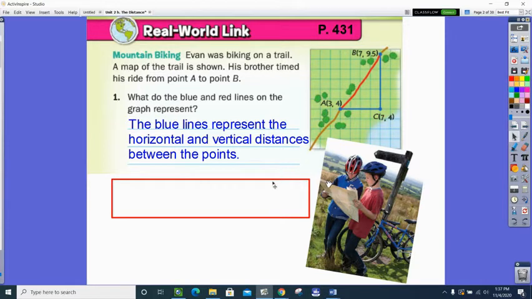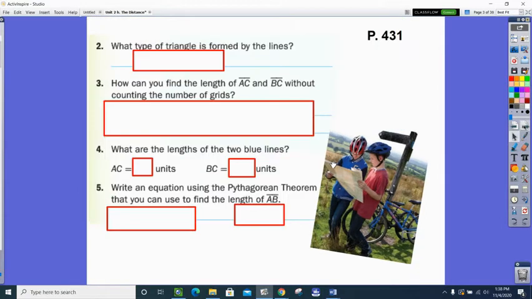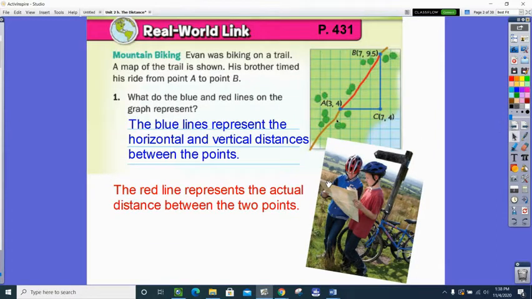Now, what is this red? Well, that would represent the actual distance between the two points. That's the actual path. So the next question we're going to ask is, what type of triangle is formed by those lines? And can you see that right triangle? And the minute I see a right triangle, I'm going, interesting. I wonder if this has something to do with the Pythagorean theorem.